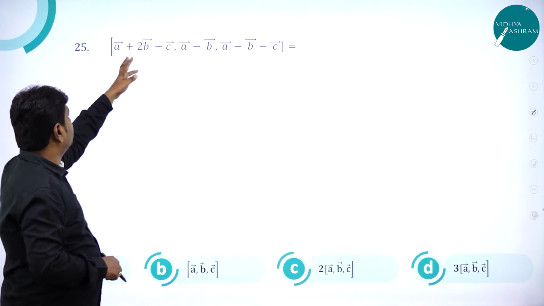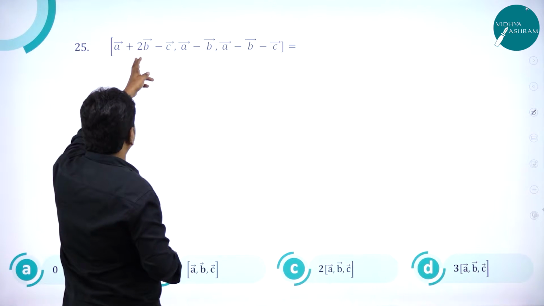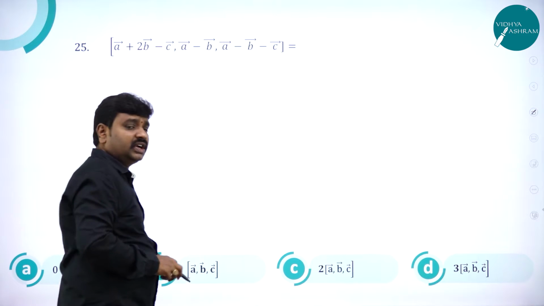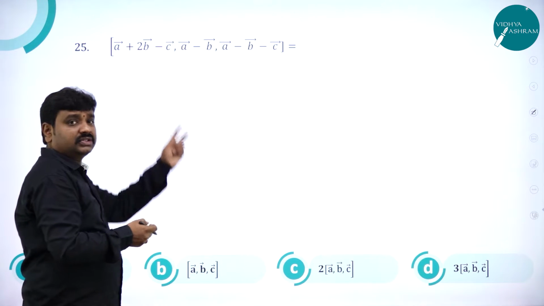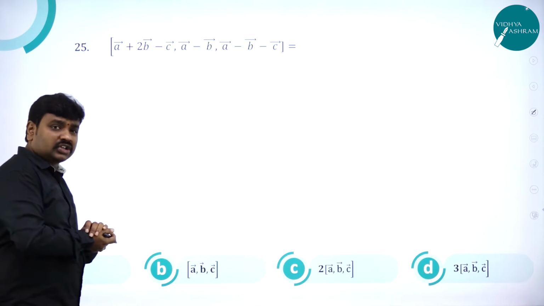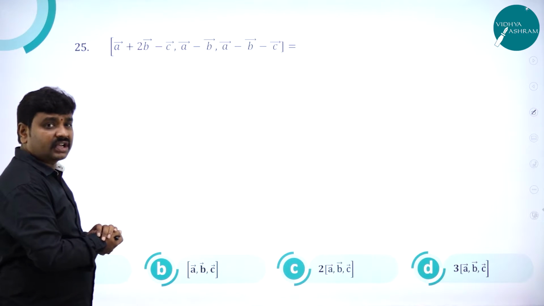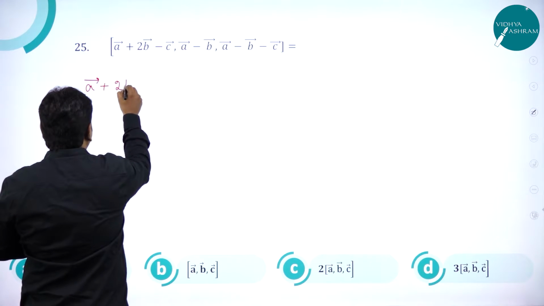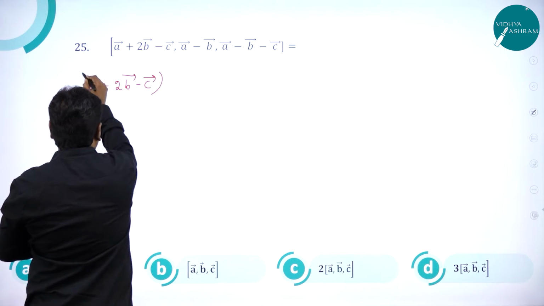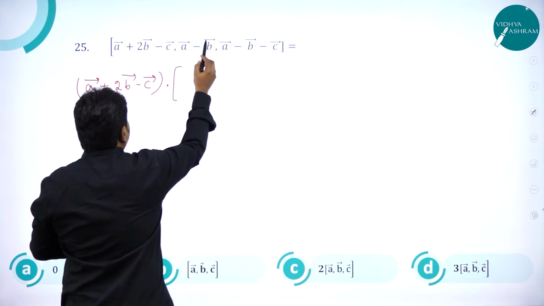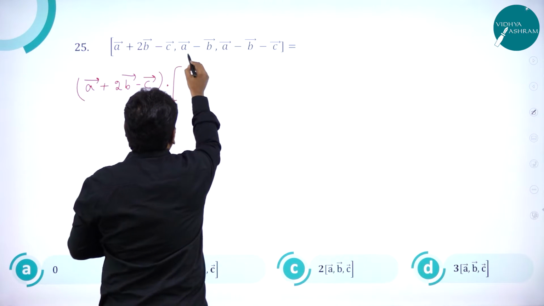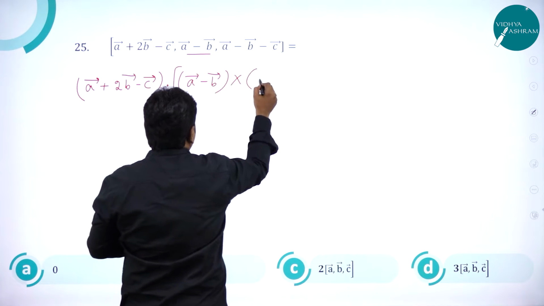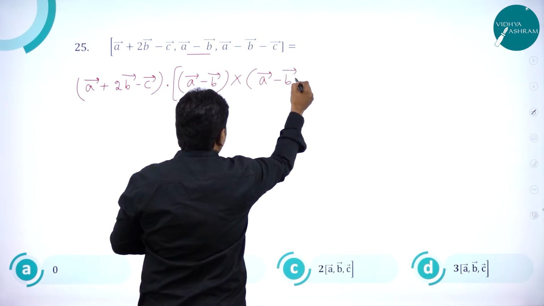But here it's unique. A's are all positive, but 2B and B cancel, and minus C, C. If I use the shortcut, I will get 3 times [ABC]. But it is not always good to do this because the coefficient changes. A usual box product can be written as a scalar triple product, that is vector A plus 2B minus C dot the second cross third. What is the second vector? A minus B, cross A minus B minus C.